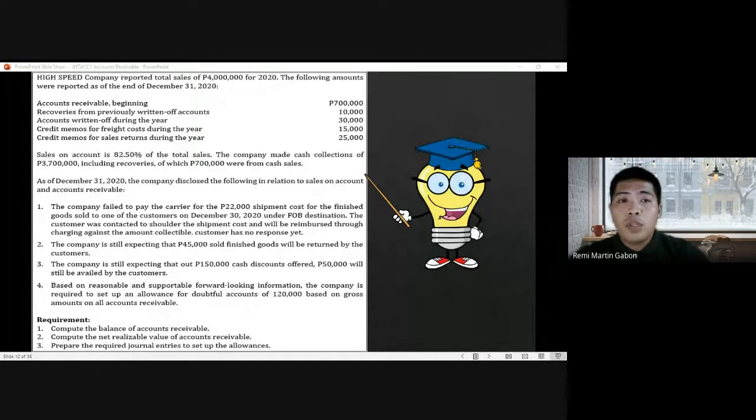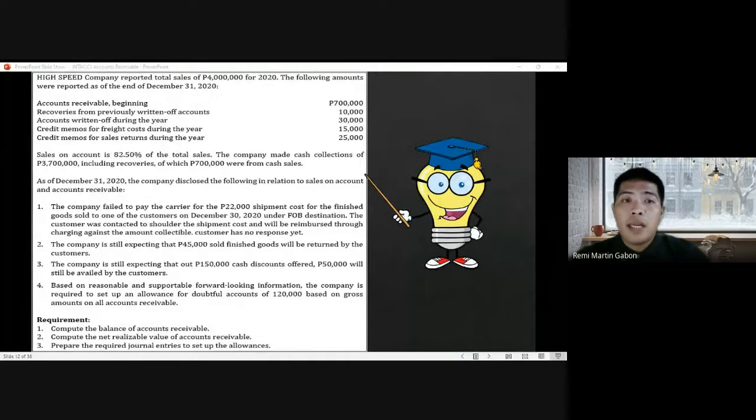So if you're going to journalize this one, the first transaction for freight cost, we may debit freight out or delivery expense or delivery cost. Okay, meaning we are recognizing an expense on our part as a seller.